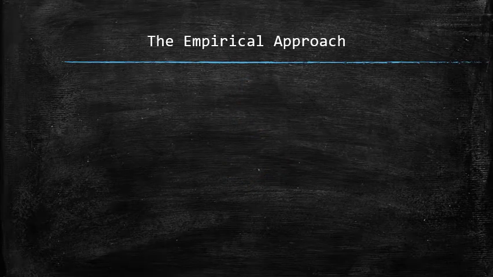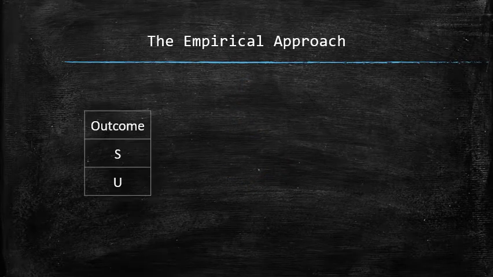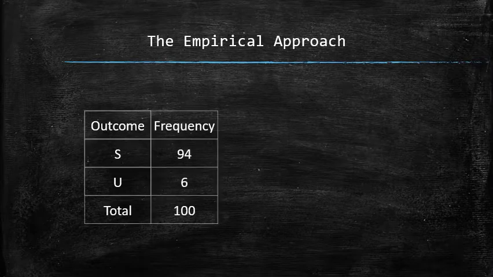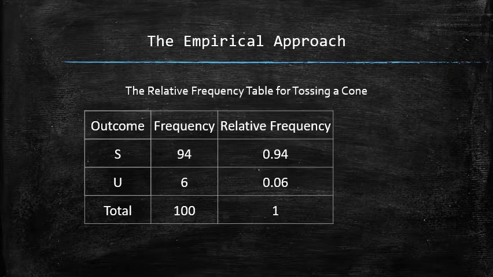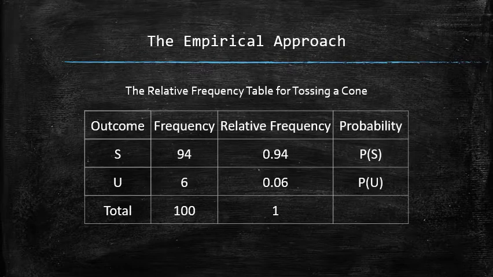One way to compute the probability of each outcome is to look at the past experience of tossing a cone. For instance, in this case, last time I flipped a cone 100 times, I had the following frequency distribution table. None of these numbers look like they can represent the probability of an event. But if we construct the relative frequency table, then we will start seeing that the relative frequencies look a lot like probabilities, aren't they? The empirical approach is also called the relative frequency approach.